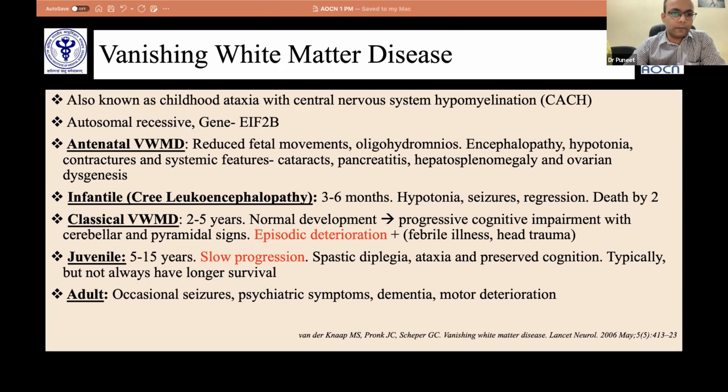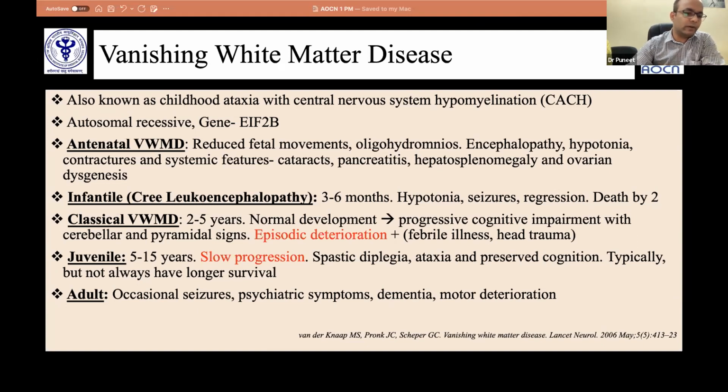So there are various variants of the vanishing white matter disease. The antenatal vanishing white matter disease is very rare. It presents antenatally with reduced fetal movements, oligohydramnios, and post-birth we find that these children are encephalopathic. They have hypotonia, contractures, and there are systemic features in the form of cataracts, pancreatitis, organomegaly, and ovarian dysgenesis can be found. The infantile form, that is Cree leukoencephalopathy, presents between 3 to 6 months. These children also have hypotonia, seizures, regression, and this is a very fulminant course, and death is usually around 2 years of age.